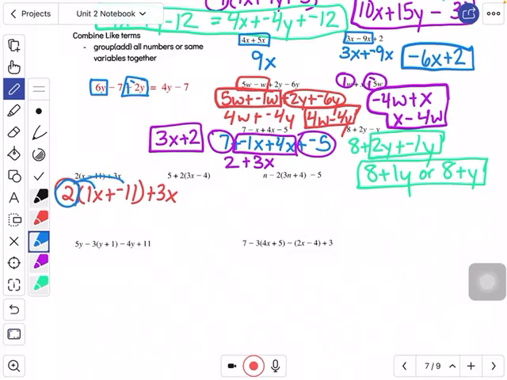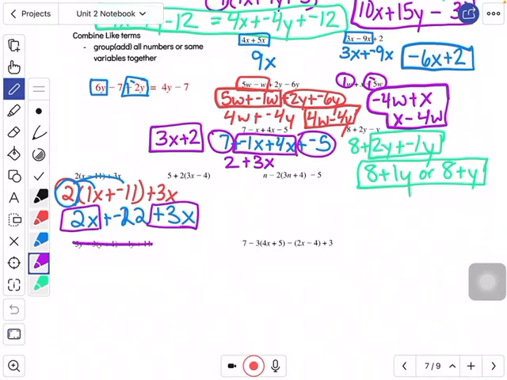Do not multiply by the 3x because it is outside the parentheses. So that is 2x plus negative 22 plus 3x. So now we can add our like terms. We have a 2x plus a 3x. So I'm going to skip this problem here because I don't have the space. And we're going to do 5x plus negative 22, or 5x minus 22.